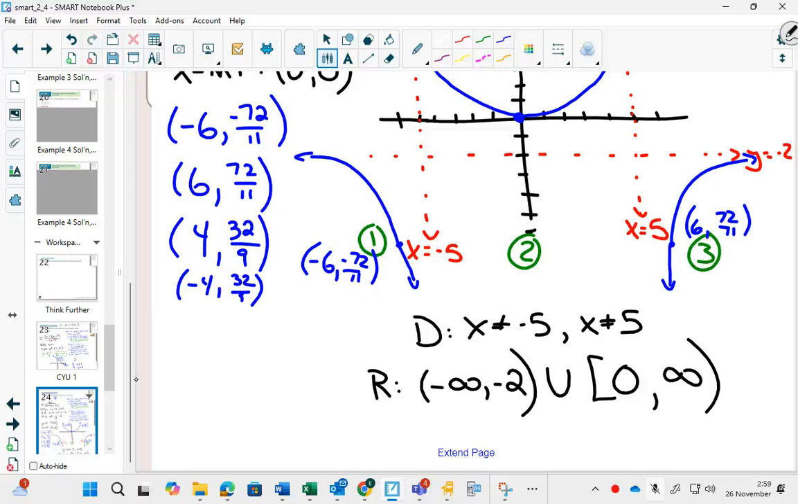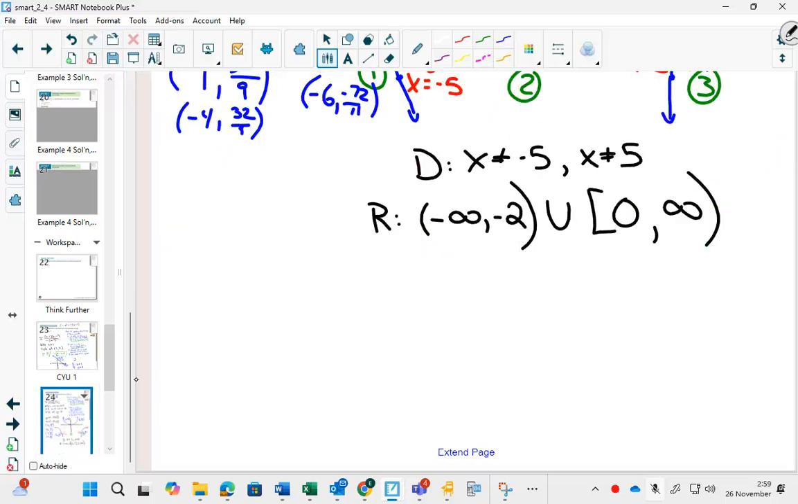And how would one do this in the other notation type? In the other notation, you would write y is less than negative 2, or y is bigger than or equal to 0.